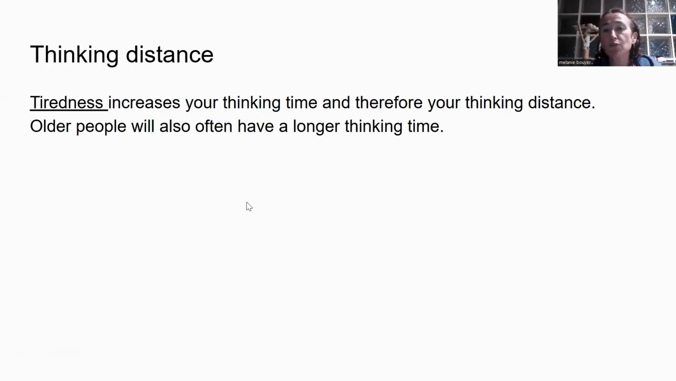Older people will also often have a longer thinking time. They're not as quick at responding to signals. So older people will tend to have a slightly longer thinking time, which therefore will result in them having a further thinking distance.